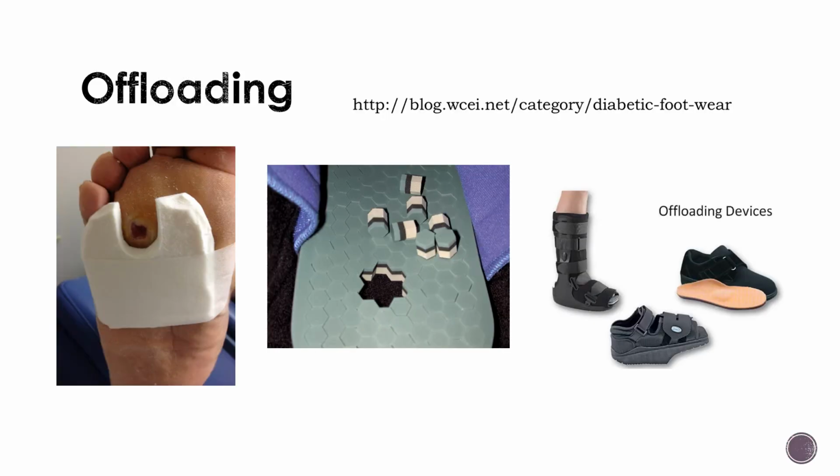Next is offloading. How to take pressure off if patients end up with a foot ulcer. A diabetic foot ulcer can lead to infection and amputation if untreated. So diabetic offloading devices are used to treat or prevent foot ulcers. Their purpose is to redistribute the pressure on the plantar surfaces, thereby reducing the risk of a foot ulcer and infection.